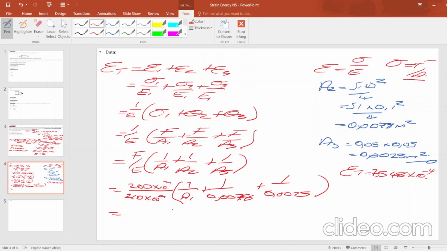Right. Don't forget it. But we are coming on that one. Now here, the 10 to the power 3 will be cancelled from there. Then you are having 200 over 210 times 10 to the power 6. Then it will be 1 over A plus 127,389 plus 400. Plus 400.